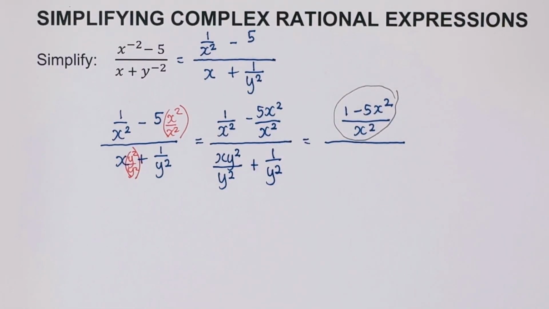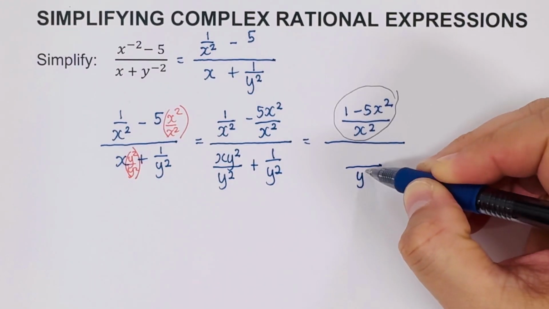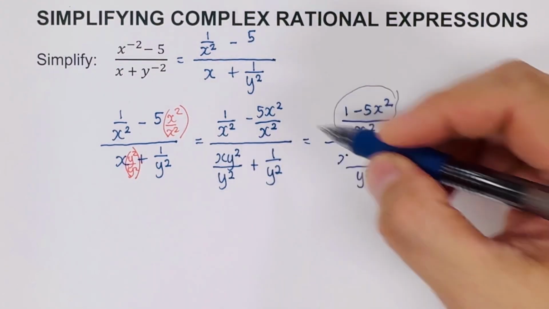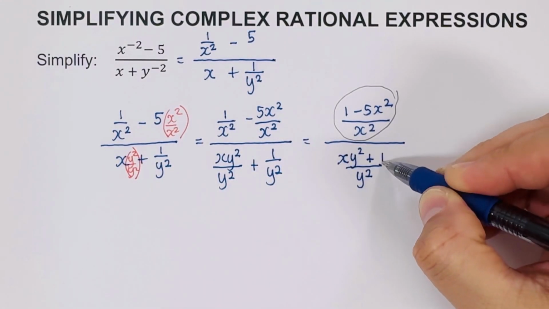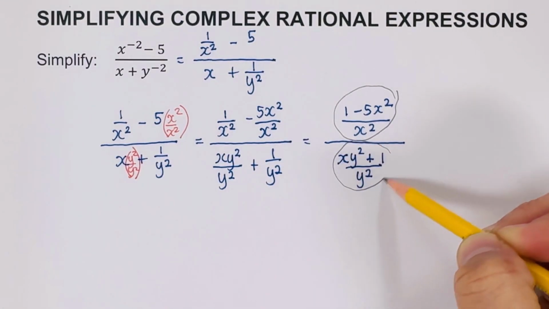Notice that their denominators are already the same, which is y squared. So I'm just going to write that down here. And the numerator of the two fractions here would be xy squared plus 1. So this is the simplified version of the denominator.